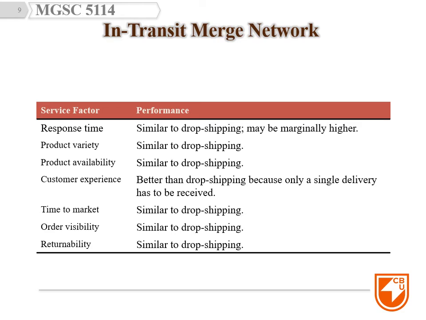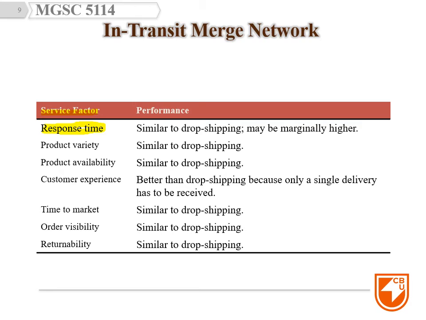So let's review the in-transit merge network from the service factor. In terms of service factor, they're almost the same as dropshipping. There is a little bit of difference in terms of response time. The response time could be a little bit higher because the customer needs to wait so that the products from different manufacturers or different factories are accumulated in the in-transit merge center. Then they are going to be sent as one parcel or as one shipment by a carrier. So in this sense, it would be a little bit higher.